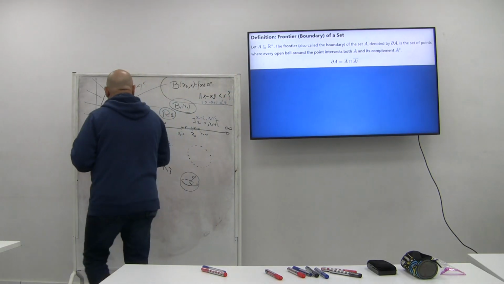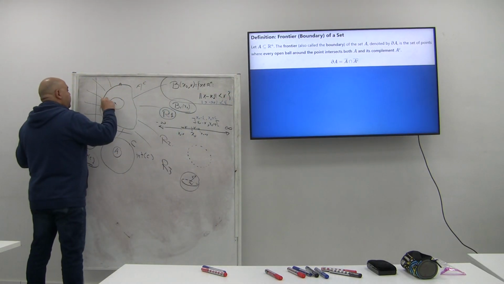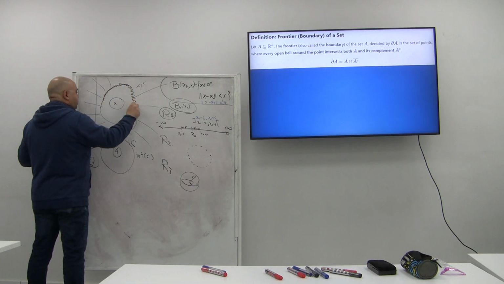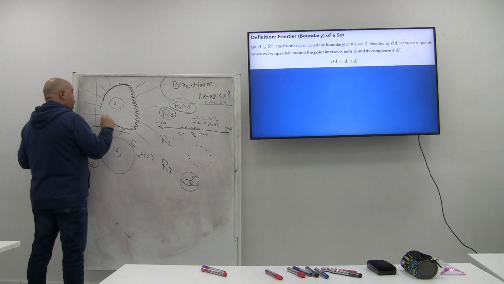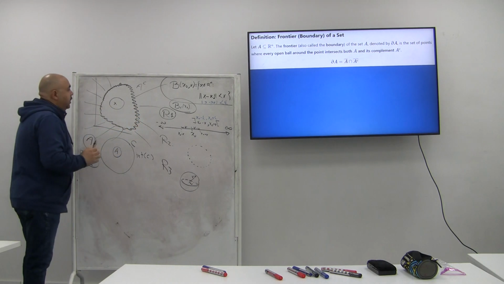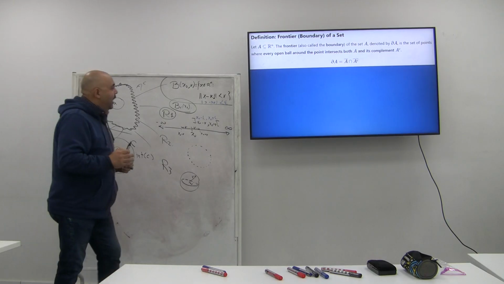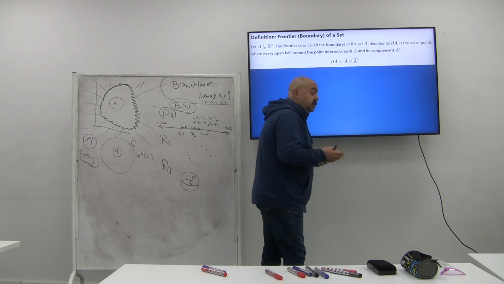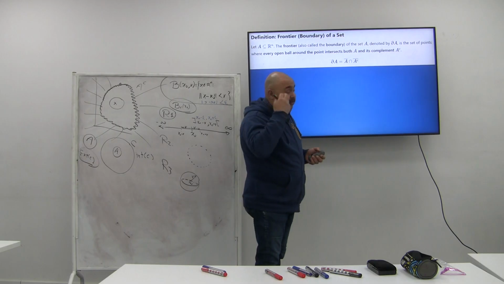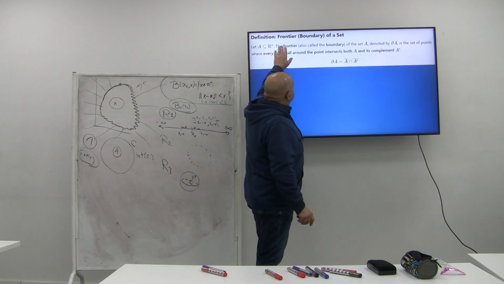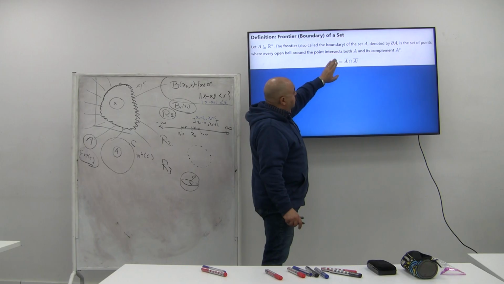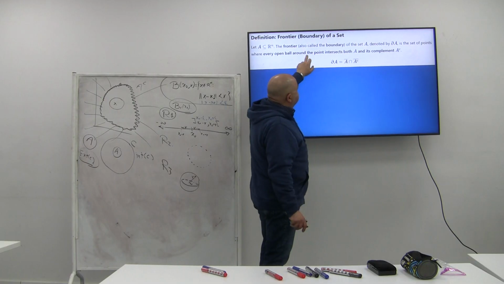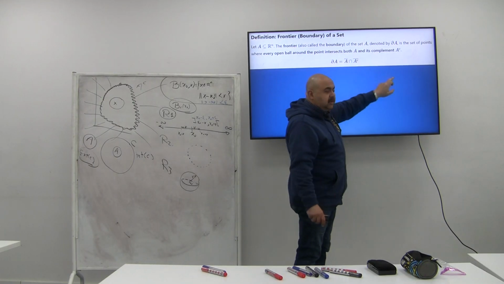So if we are once more back to our set, the boundary or the frontier, it is all the points as you can see on the boundary, just on the boundary of A, and it is equal to the intersection between the internal and the external of A. Usually we use the internal and the external of A and the A complementary. So the frontier, also called the boundary of the set A, is denoted by partial A, and it is the set of points where every open ball around the point intersects both A and its complementary.